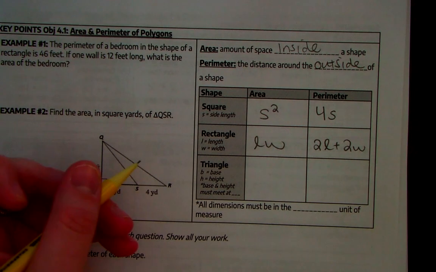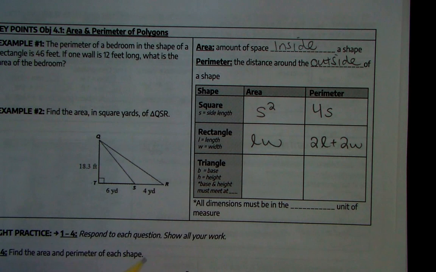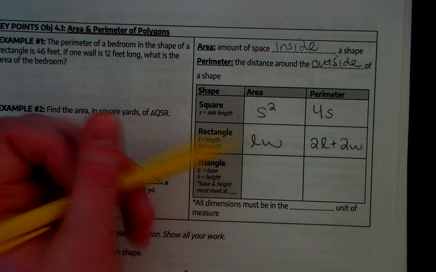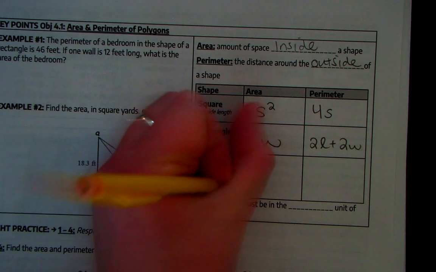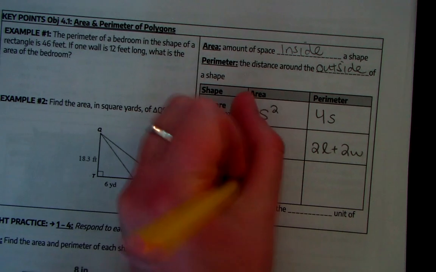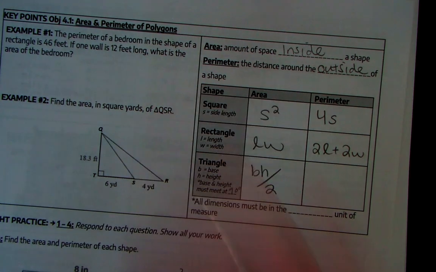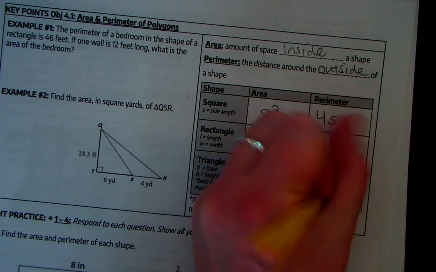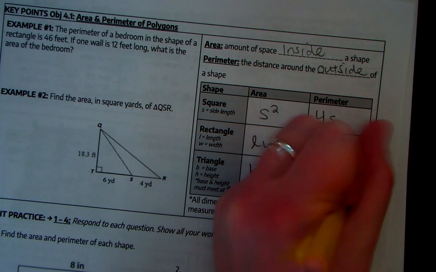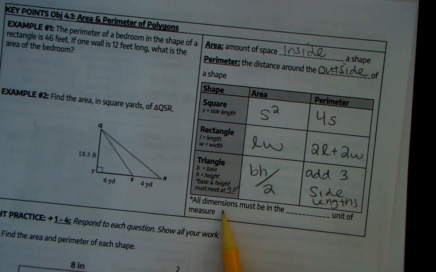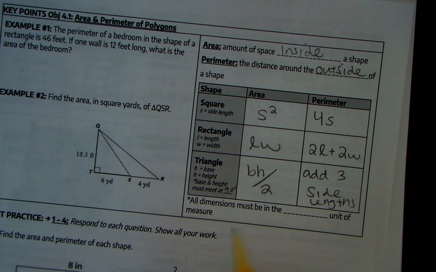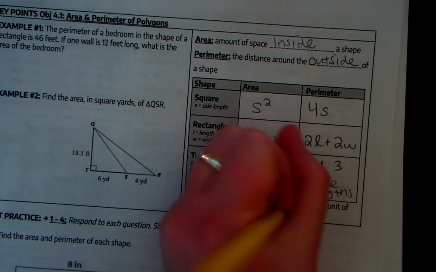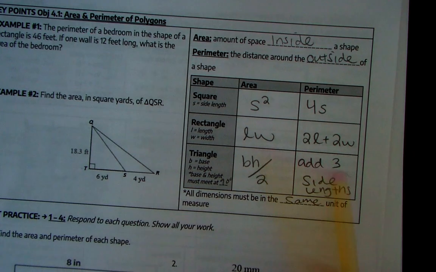And then for a triangle, basically because it's half of a rectangle, you would take the base and the height and then you could just divide it by 2. The base and height must again meet at that 90-degree angle. So basically say base times height divided by 2. And then to find the perimeter, there's no formula for that. You just add the 3 side lengths. And it's important to know that all dimensions, so all side lengths, or all lengths that we're talking about within the figure must be in the same unit of measure before you calculate area or perimeter.